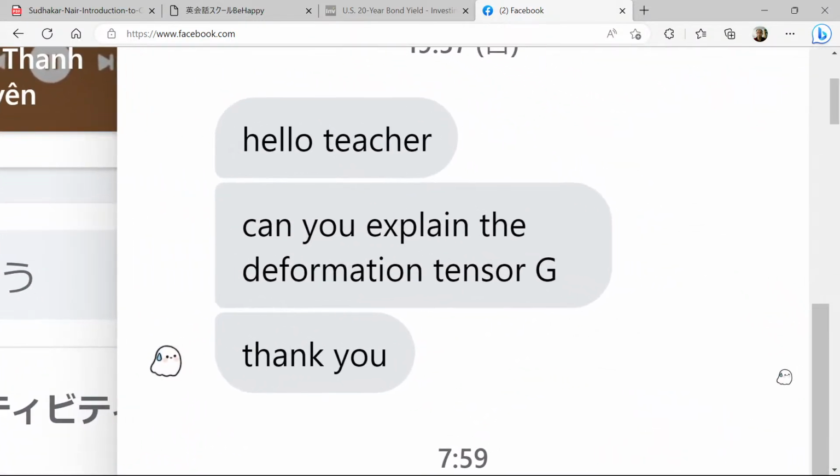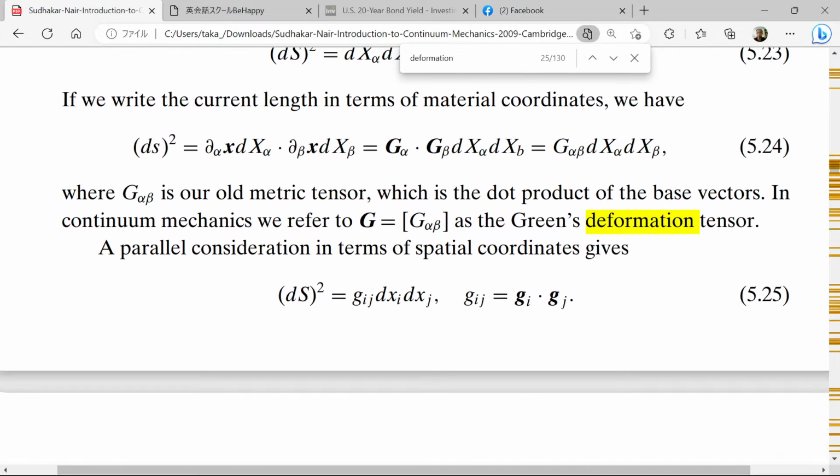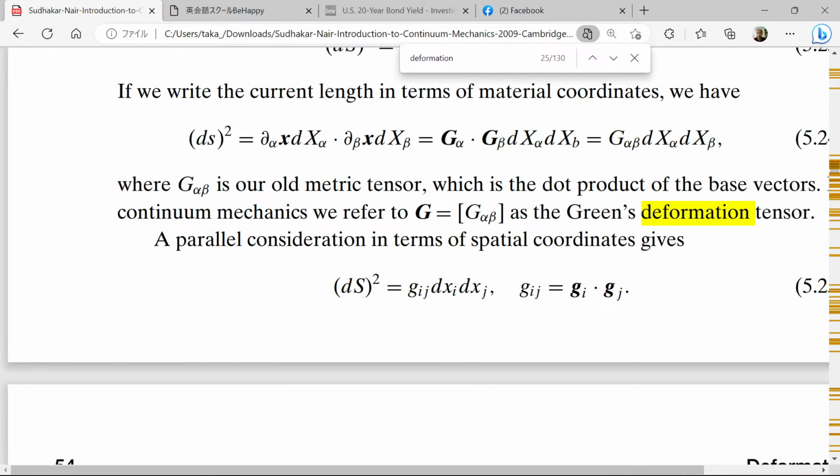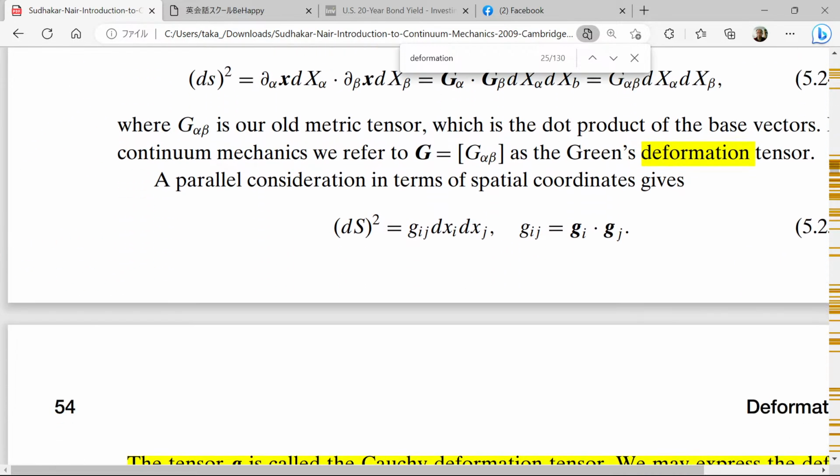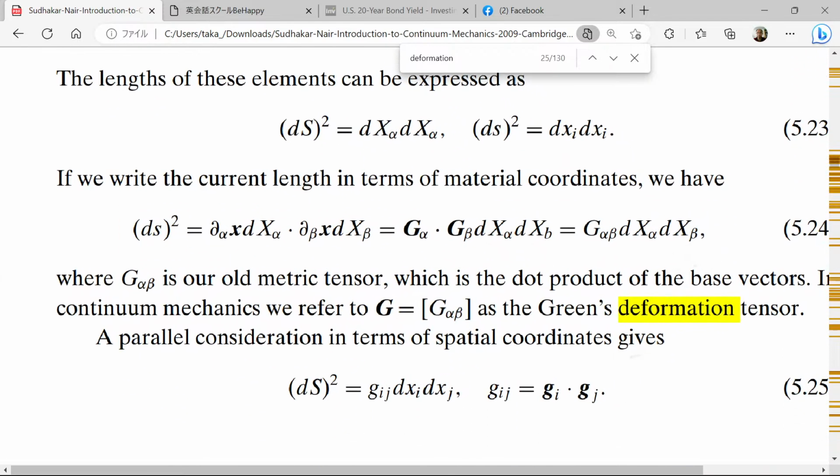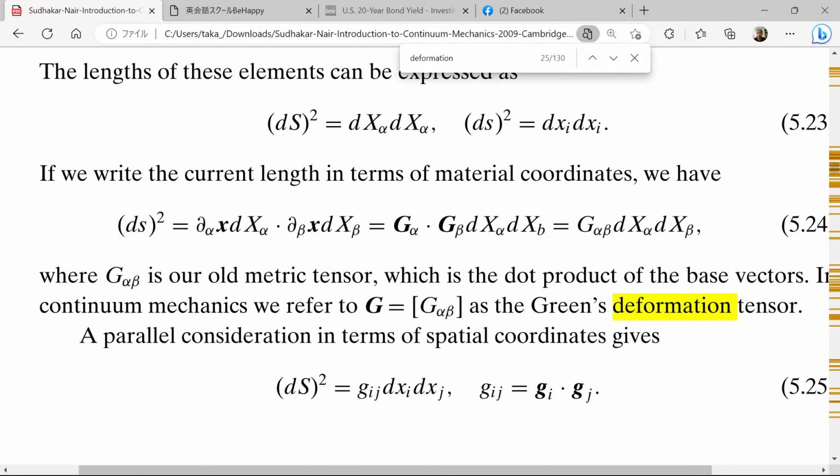Okay, so I got some question. Can you explain the deformation tensor G? Okay, so I think this means this page. What is the page? 53. This is 54, 53. So there is an explanation about G. Yeah. So this is very simple.